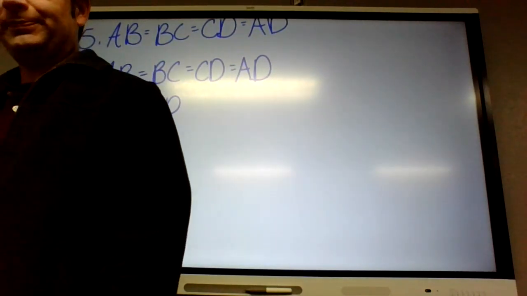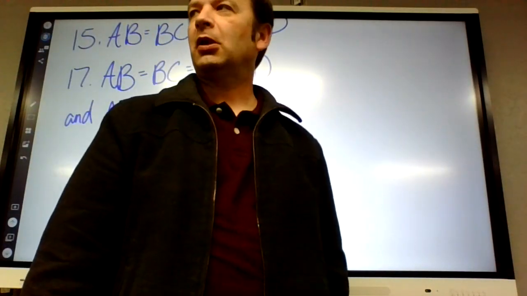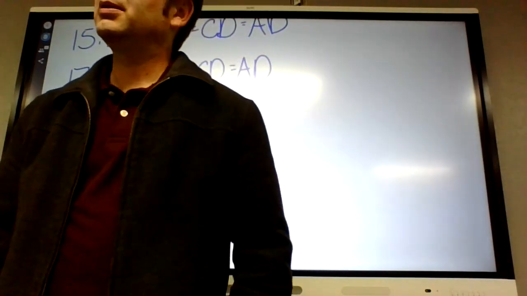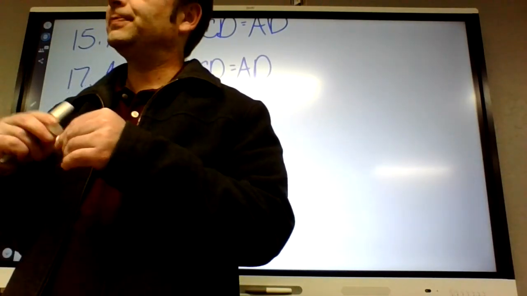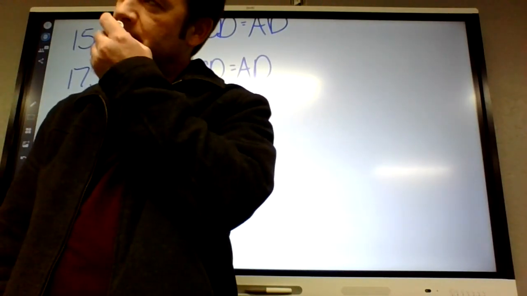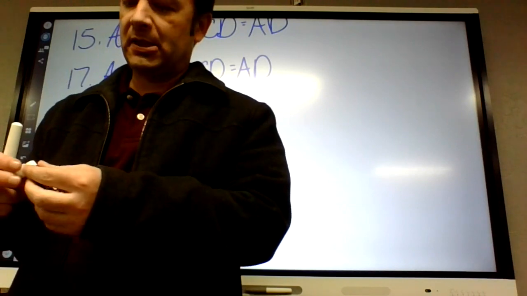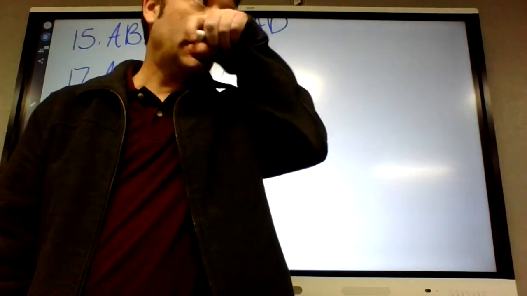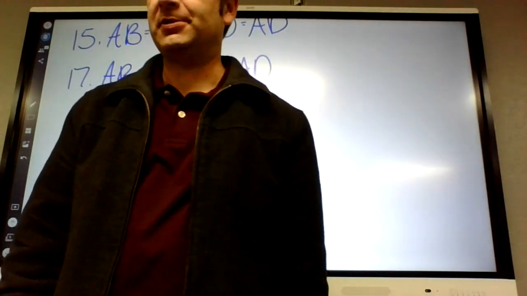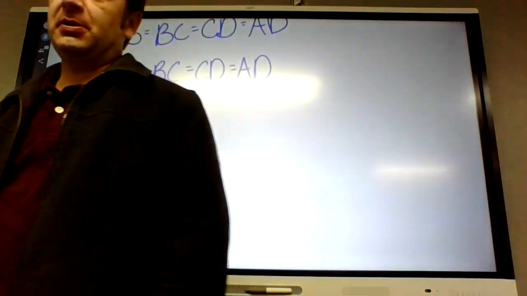For isosceles trapezoid, you said diagonals and legs? Yeah, the legs are the same length. That's the definition of isosceles. And then the diagonals.